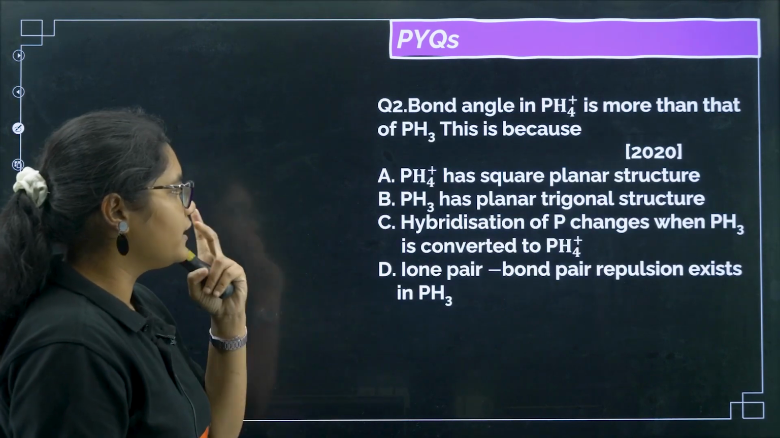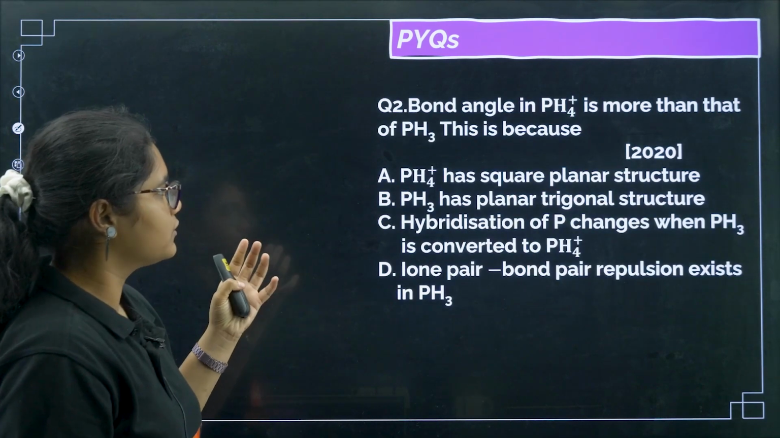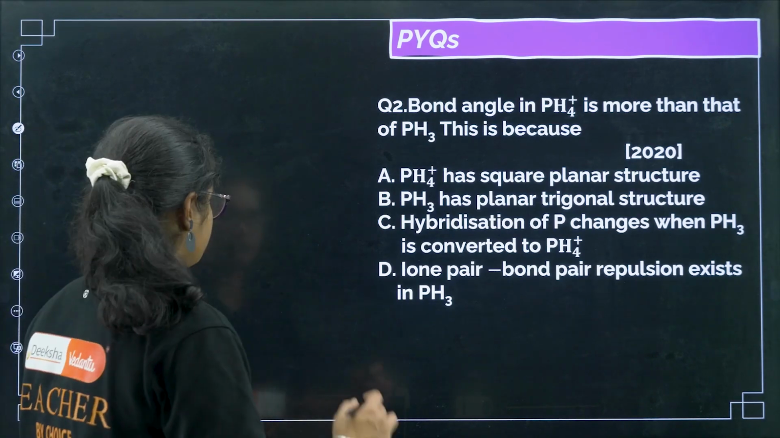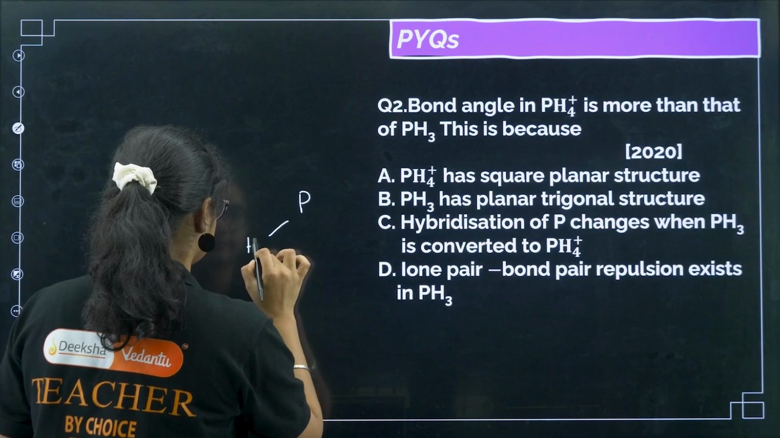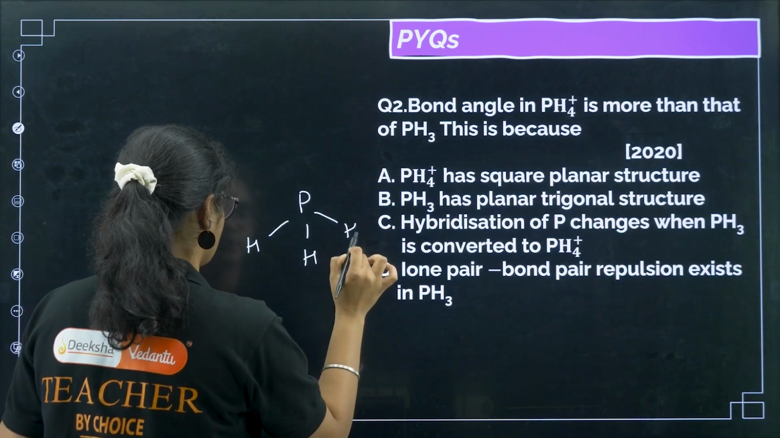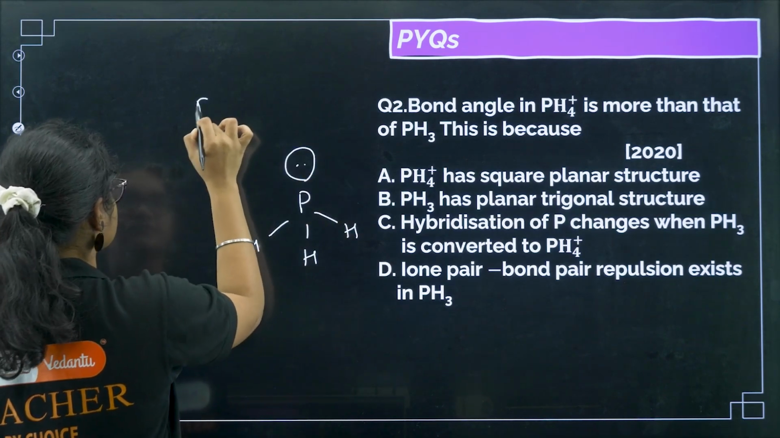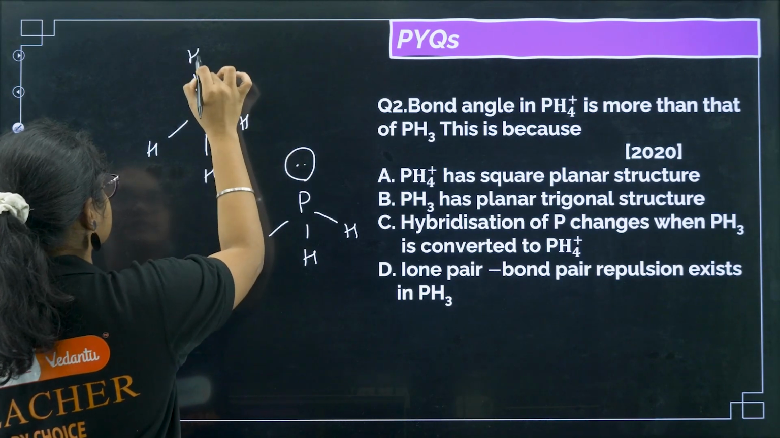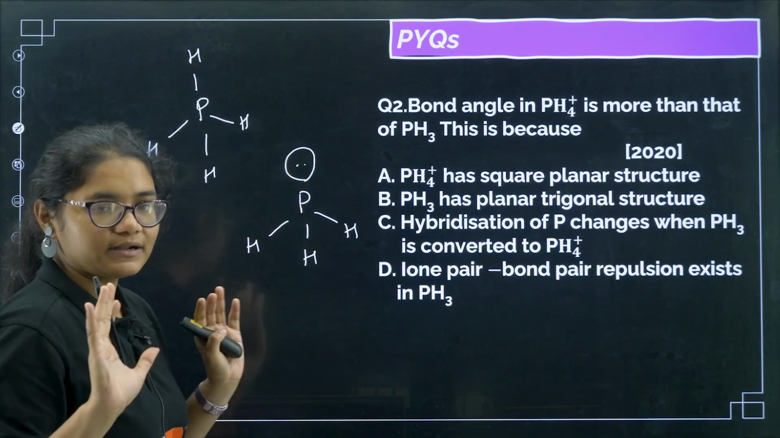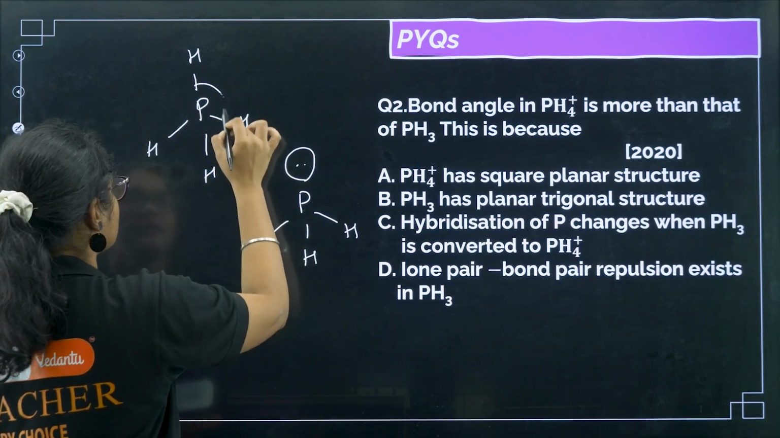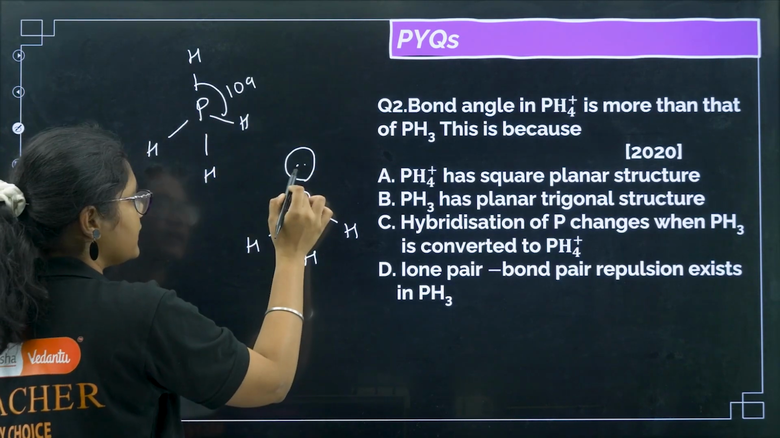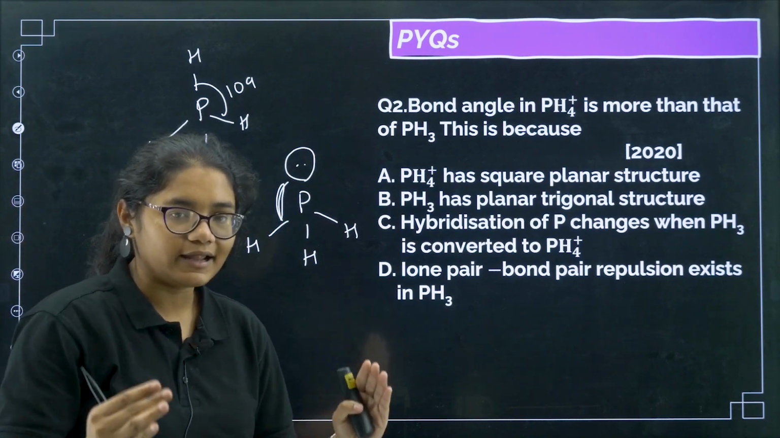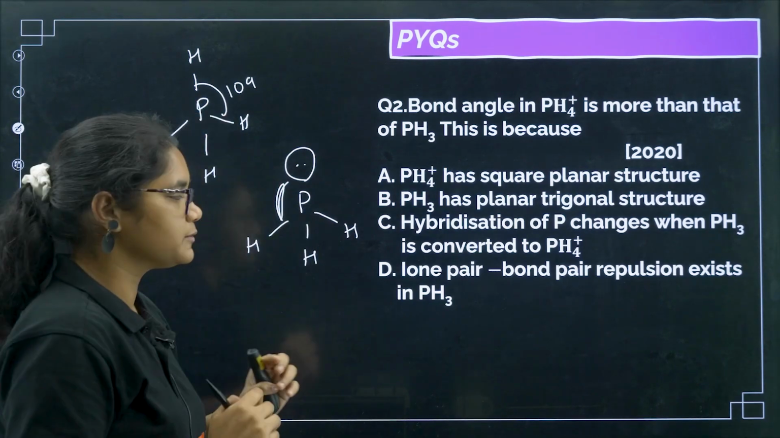Next question number 2. The bond angle in PH4 plus is more than that of PH3. If you see, the PH3 structure is like this. And the PH4 plus structure is like this. Now this is a pure tetrahedral, there is no lone pair, so there will be no repulsion, and this angle will be 109. But in PH3 there is repulsion, so there will be some angle less than 109. That is because of the lone pair.